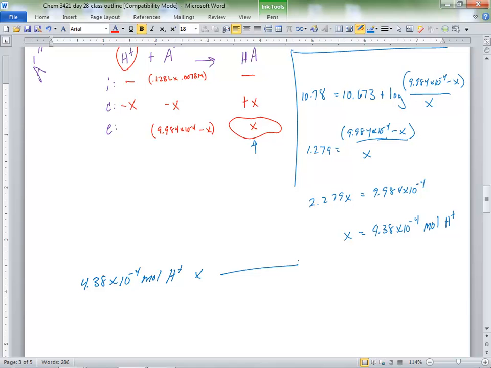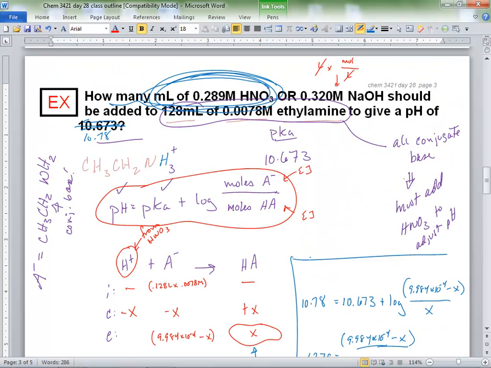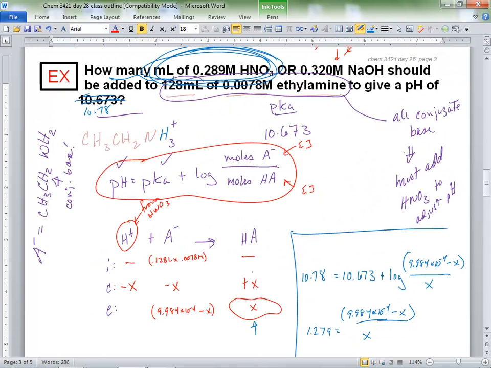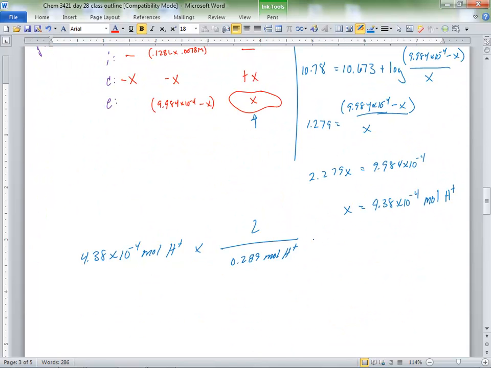And then just remember what big M is. Big M is moles over liters. But we have to flip it. 0.289 moles of H plus in a liter. Did they want the answer in milliliters? Yeah, they did. Convert it to milliliters.